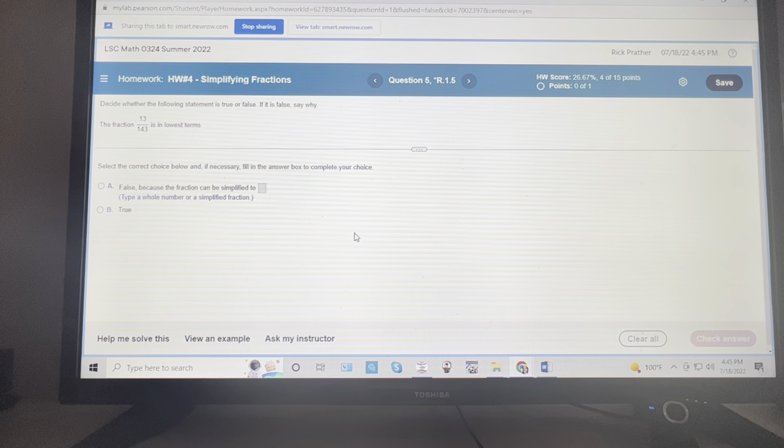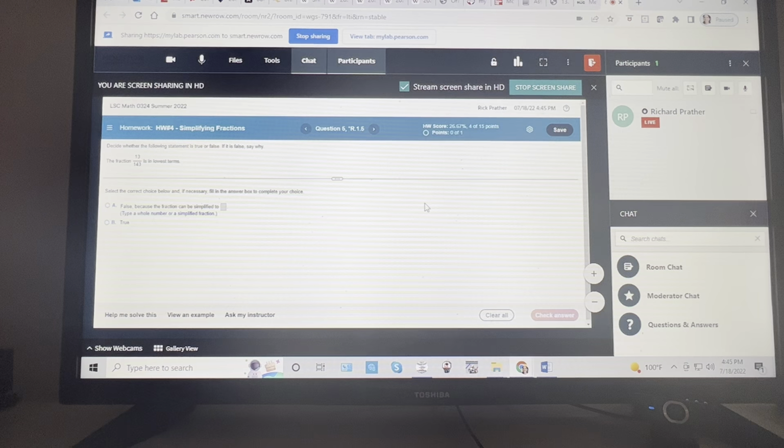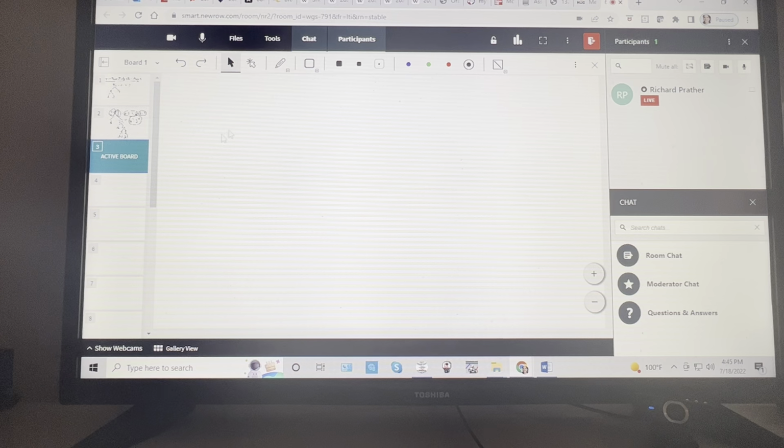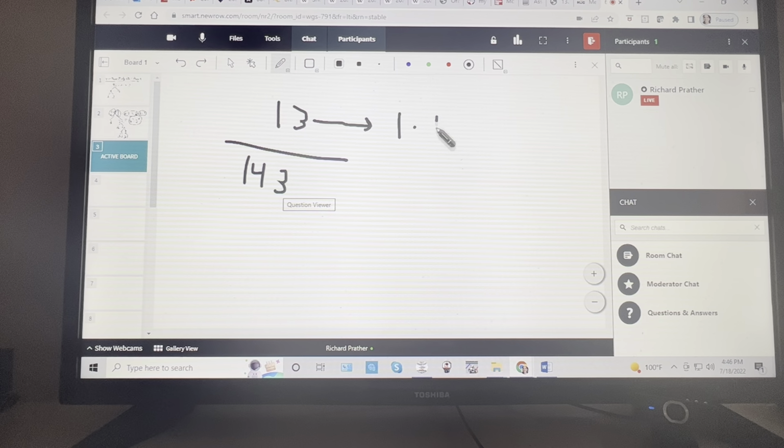Okay, so that was the first 4 questions. Question 5, decide whether the following statement is true or false, and if it's false, say why. Okay, the fraction 13 over 143 is in lowest terms. Okay, here's the way you can tell. Potentially, both of these can be written the way we did, but 13 is prime, so 13 only makes 1 times 13. There's no other way to divide out of it.